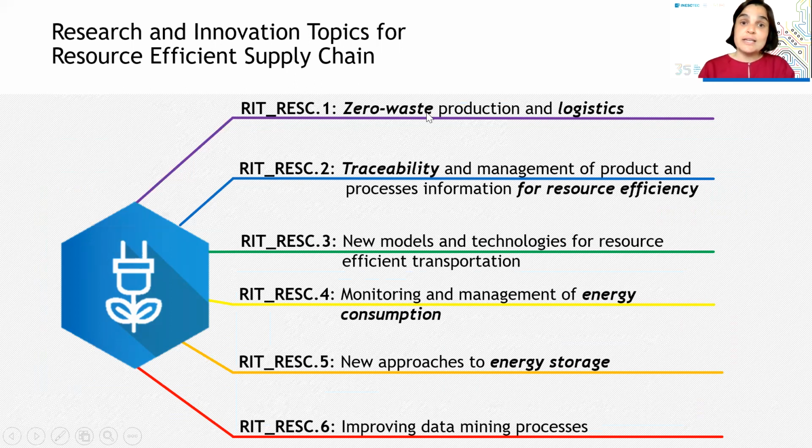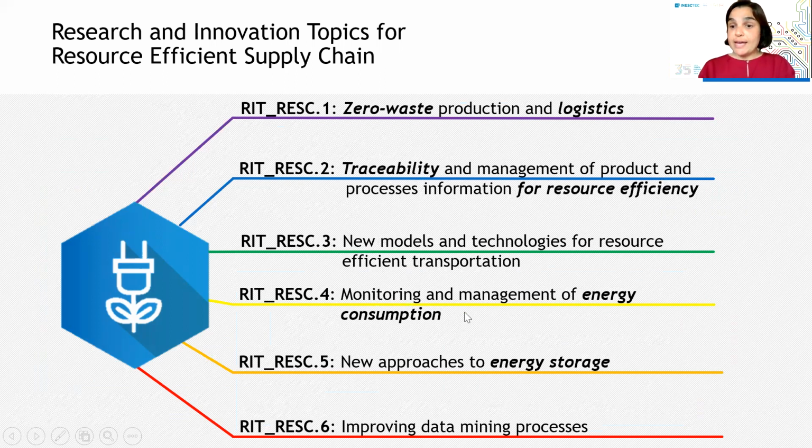The first one is zero waste production and logistics. Of course, if we want to be resource efficient, we try to do all the strategies possible to have zero waste production and logistics. Then the traceability and management of product and processes information for resource efficiency. Again, create the awareness of the supply chain in order to be resource efficient. Then the third one, new models and technologies for resource efficient transportation.